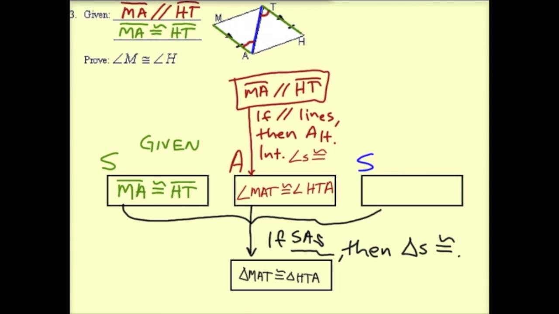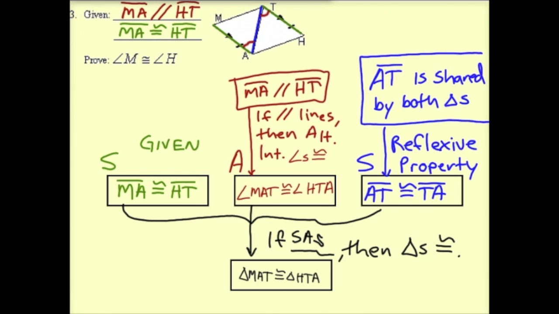And then finally, we have the blue sides. We have segment AT, and it's a shared segment. And shared segments are always congruent. Now, we're not quite finished with this proof. Yeah, we've proven that the two triangles are congruent, MAT and HTA, but that's not exactly what we're trying to prove. We want to prove that angles M and H are congruent. In other words, we want to prove that these angles are congruent, H and M.